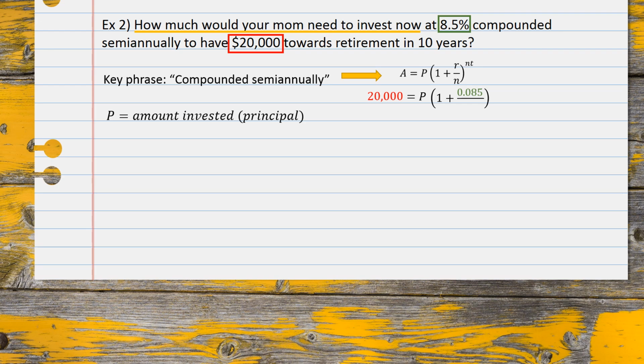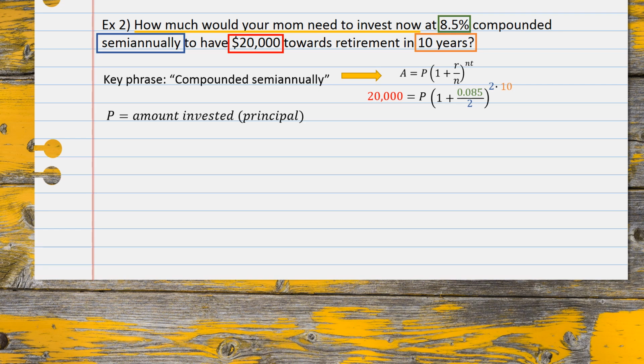Now in the denominator, we need to identify our N value. Recall, N is always going to be disguised as a word. In this case, that word happens to be semi-annually, which simply means twice a year. So 2 takes the place of N. In the exponent, we have N times T. Now N is still that semi-annual, which still represents a value of 2. And T, well, that stands for time. And we're looking at the retirement in 10 years, so 10 takes the place of T. Now this is our equation.